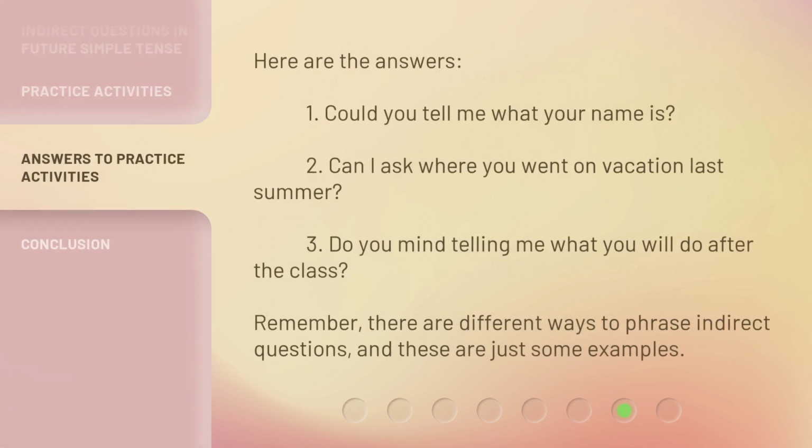Here are the answers. 1. Could you tell me what your name is? 2. Can I ask where you went on vacation last summer? 3. Do you mind telling me what you will do after the class? Remember, there are different ways to phrase indirect questions, and these are just some examples.